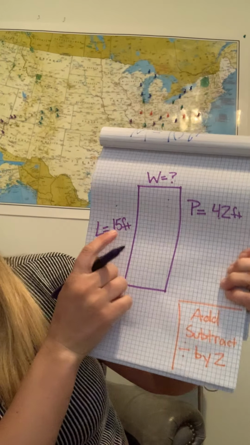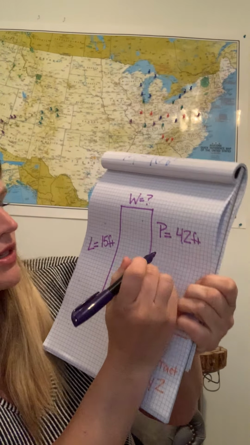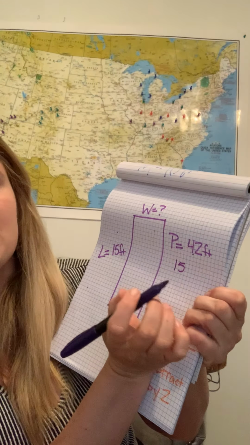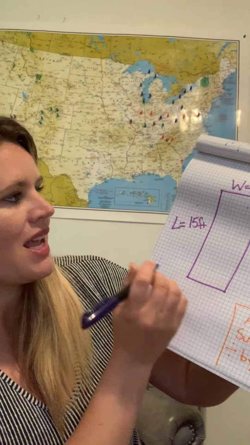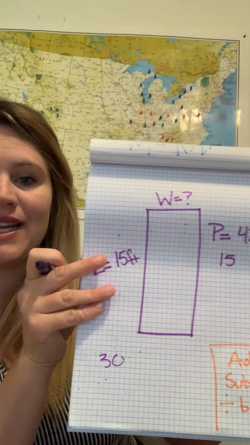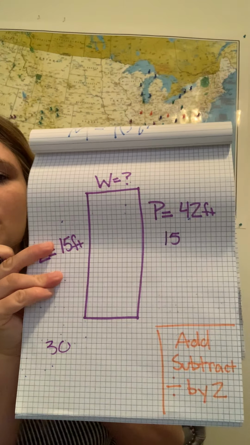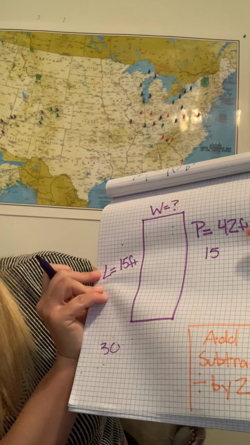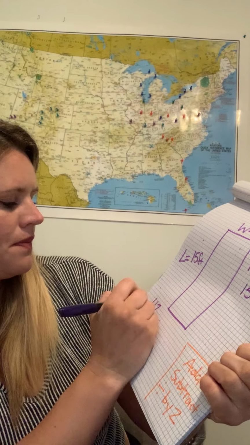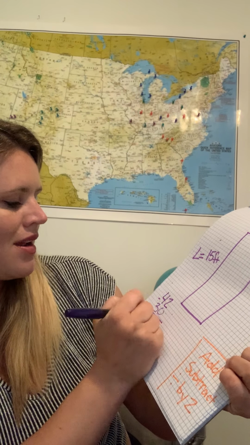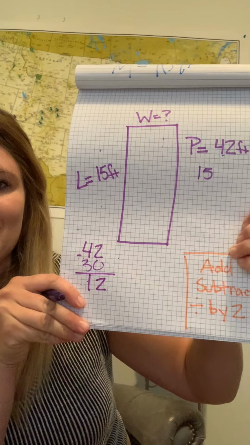So here we go. I have 15 over here. I'm going to match on the other side 15. 15 plus 15 is 30. So down here I'm going to have my 30. Now I have to subtract it from my entire perimeter, the total, which is 42 feet. So I'm going to subtract from 42. When I subtract it, I have 12 left over.